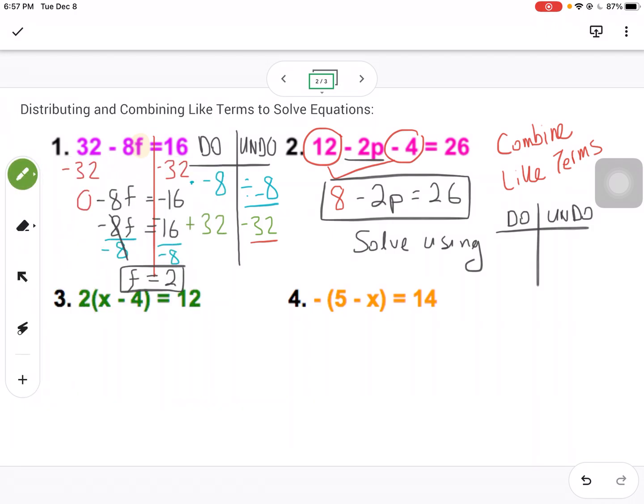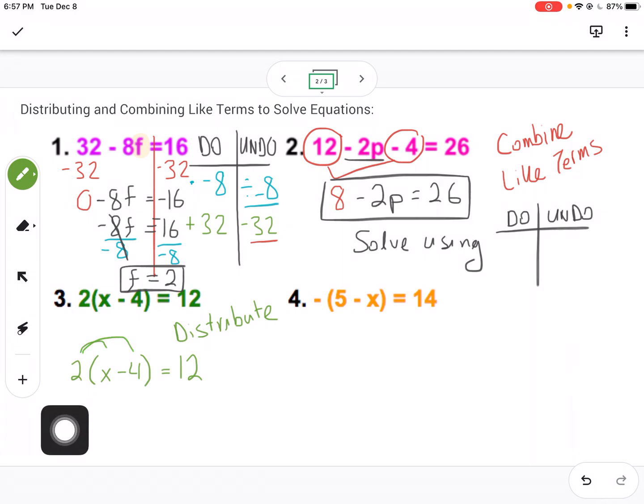Let's look at this problem here. I'm going to rewrite it so I have a little bit more space. So up here I had to combine like terms. Here it looks like I need to distribute. So I'm going to distribute this 2 onto both things. 2 times x is 2x. 2 times -4 is -8 equals 12. Now you're ready to solve this using your do and undo table.